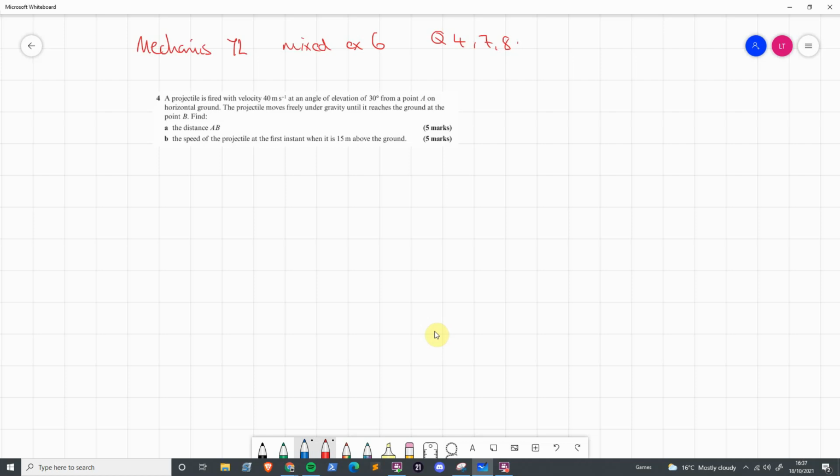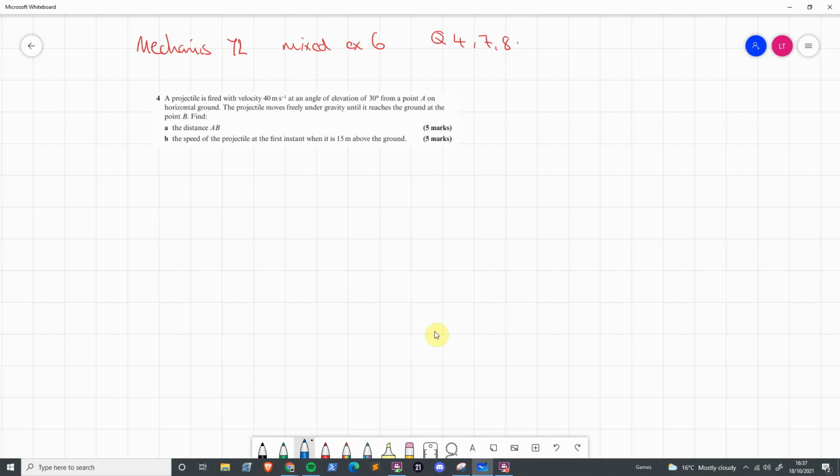This is going to be Mechanics Year 2, Mixed Exercise 6, questions 4, 7 and 8. I think I already said that. So we'll start with question 4, then we'll do 7, then we'll do 8. So if you only need one of the questions, just scroll forward a bit until you find where you need to be.